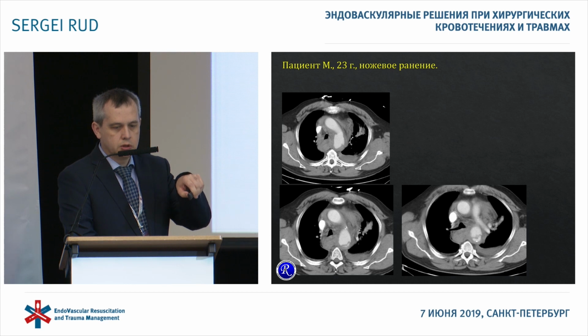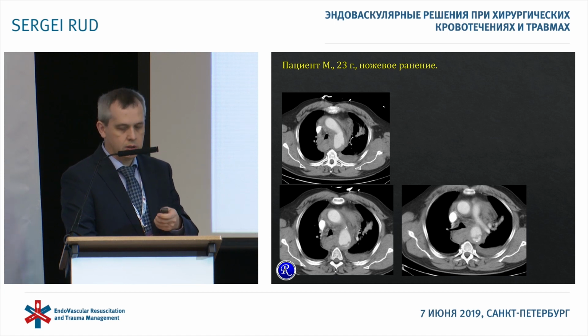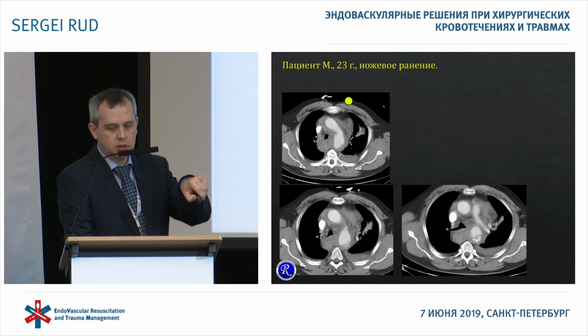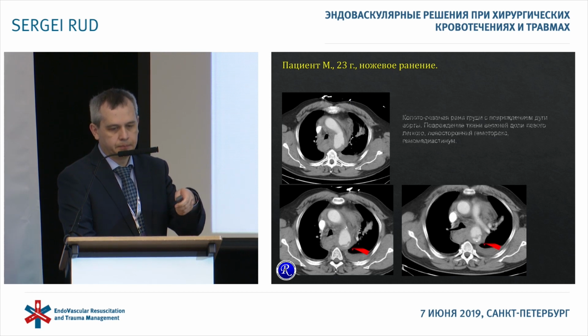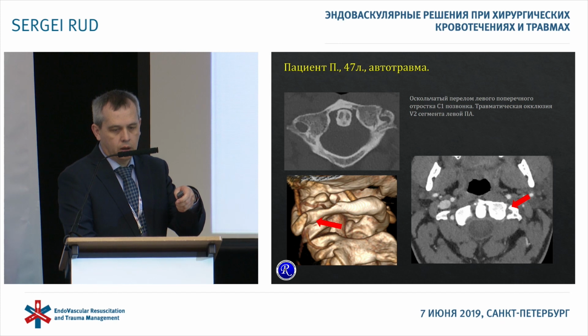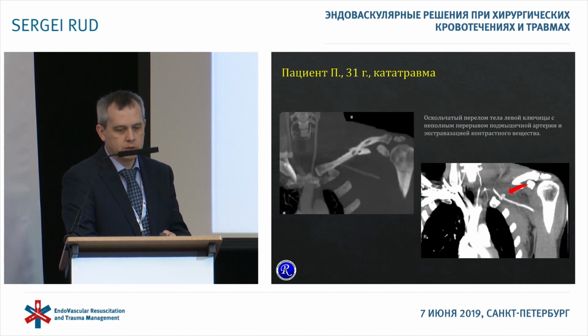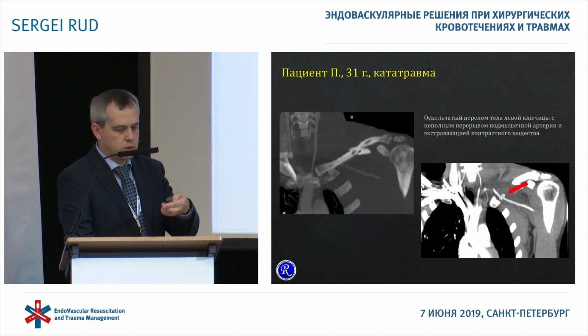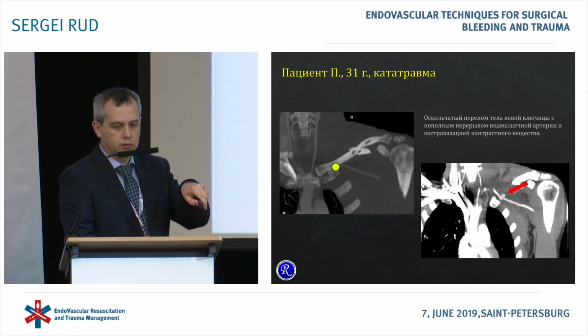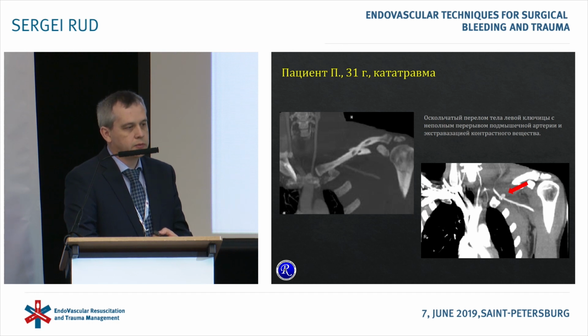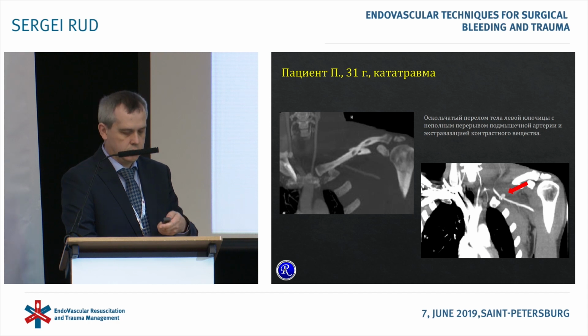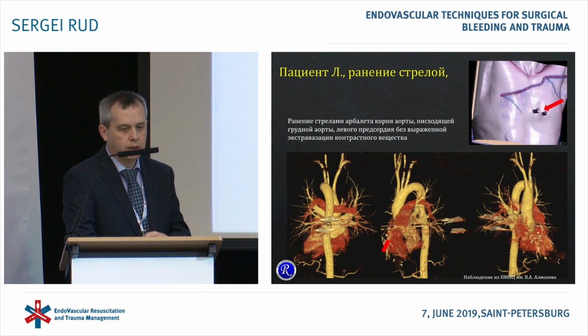to make clear the nature and length. Another case, dissection of the aortic wall, that is visualized very well. Cervical spine here, and the fracture of the first vertebra with the damage to the vertebral artery. Catatrauma, thoracic region, subclavicular artery damage, extravasations, signs of the contrast.